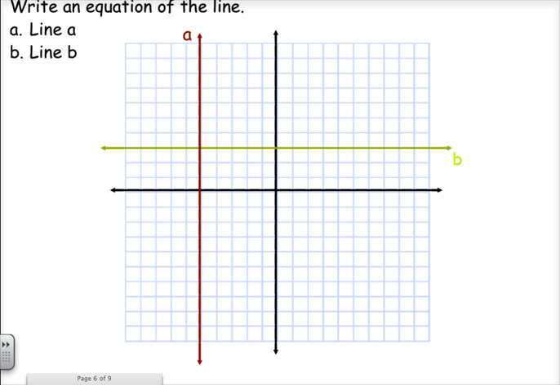So it says here, write the equation of the line. Line A's equation is going to be, well, it's straight up and down. It's actually x is equal to, remember, for a vertical line, from 2, 3, 4, 5, x is equal to negative 5. For B, it's going to be 3 up, so y is going to be equal to 3.